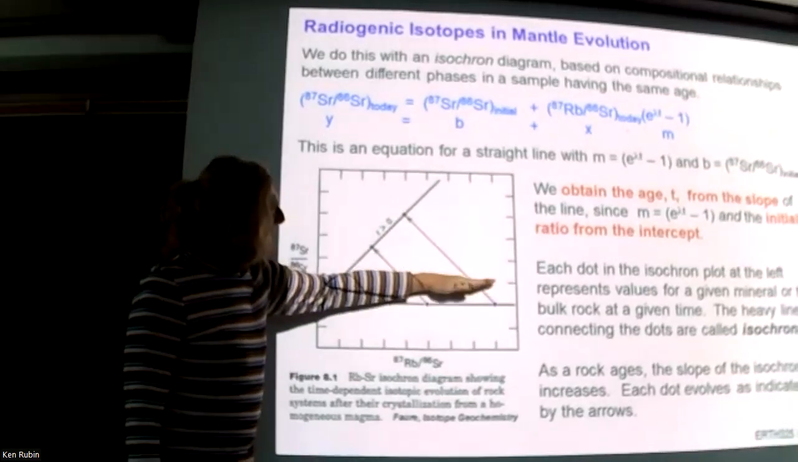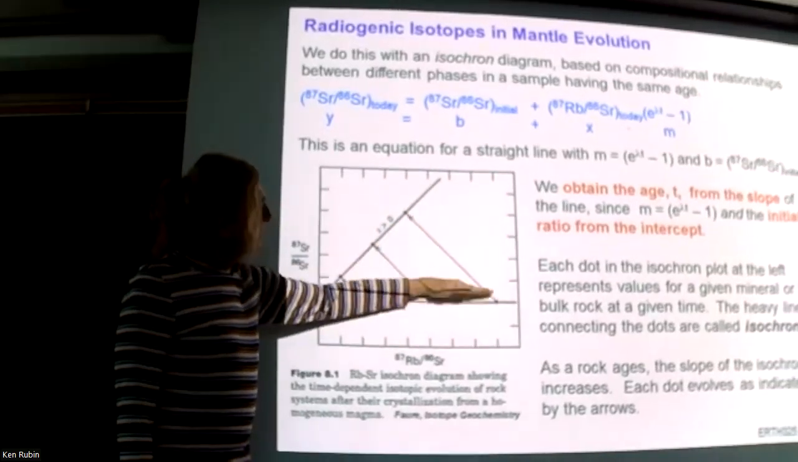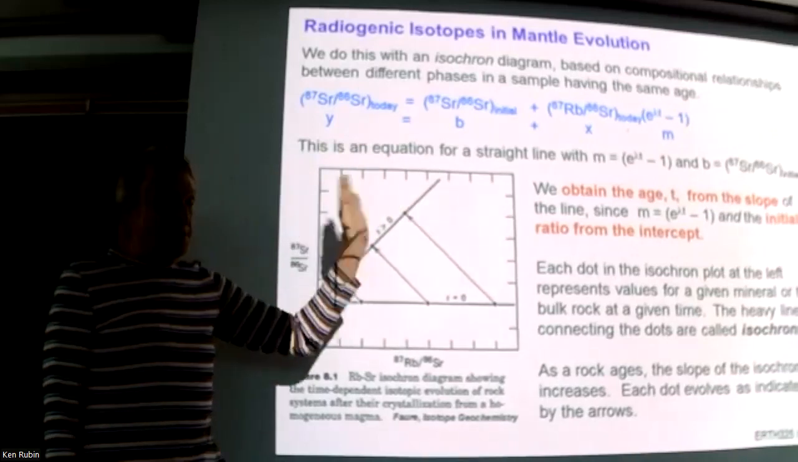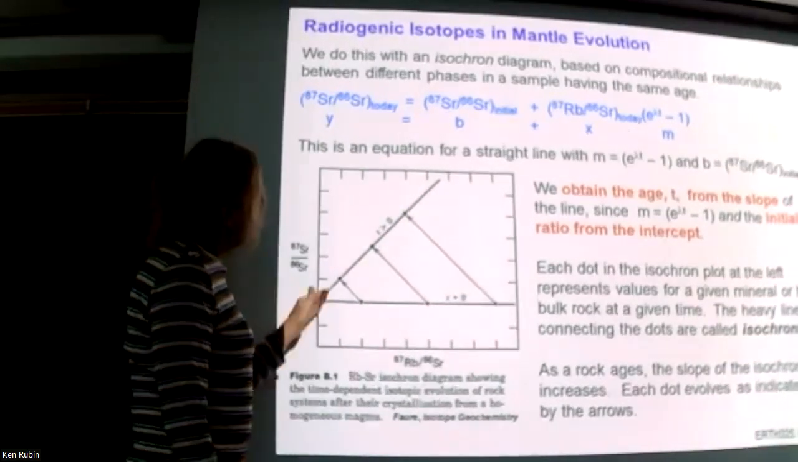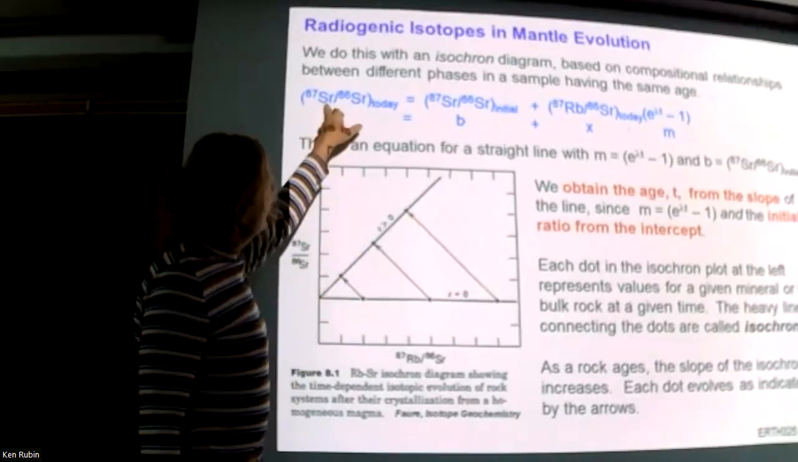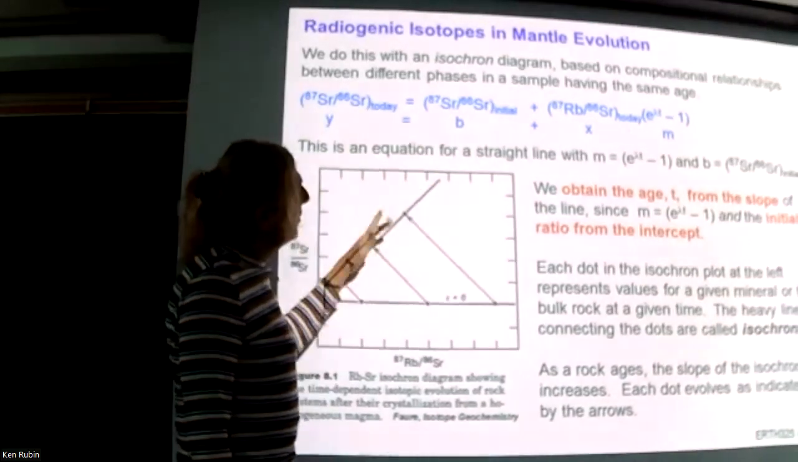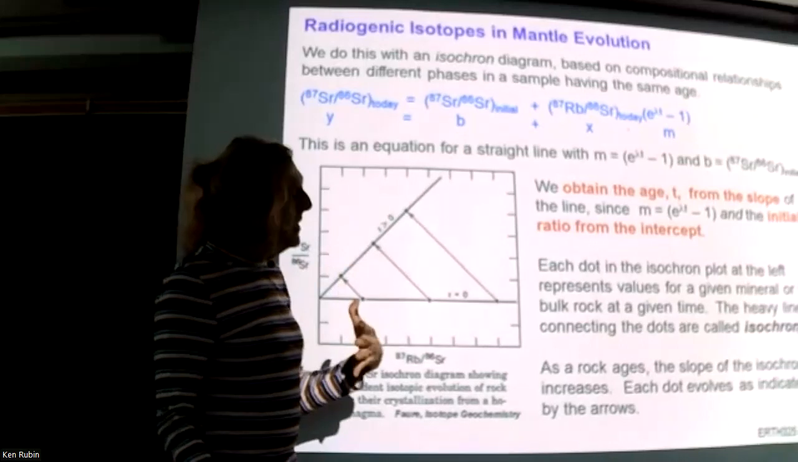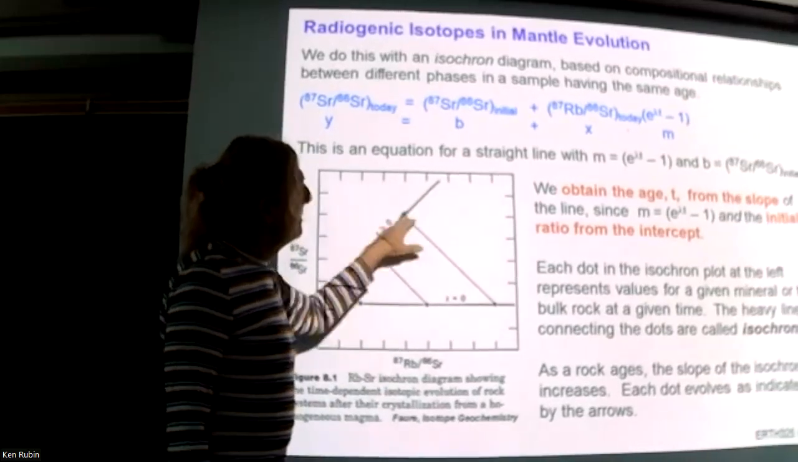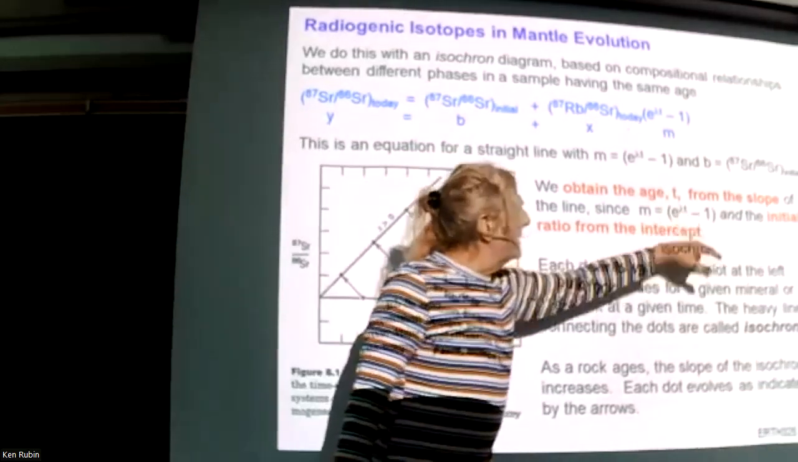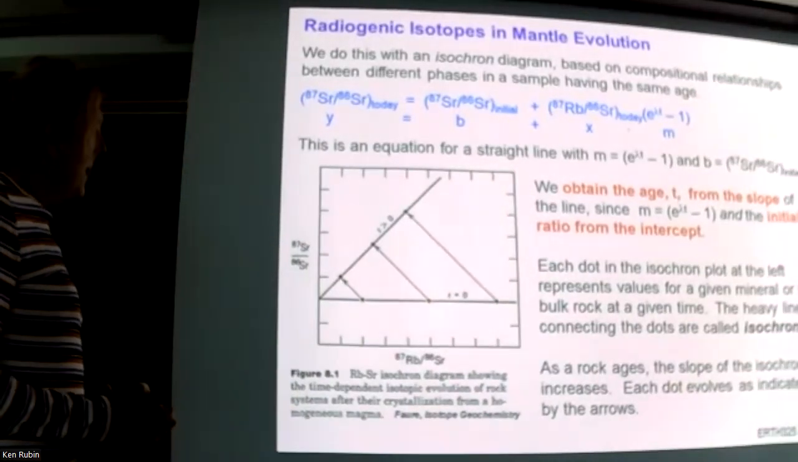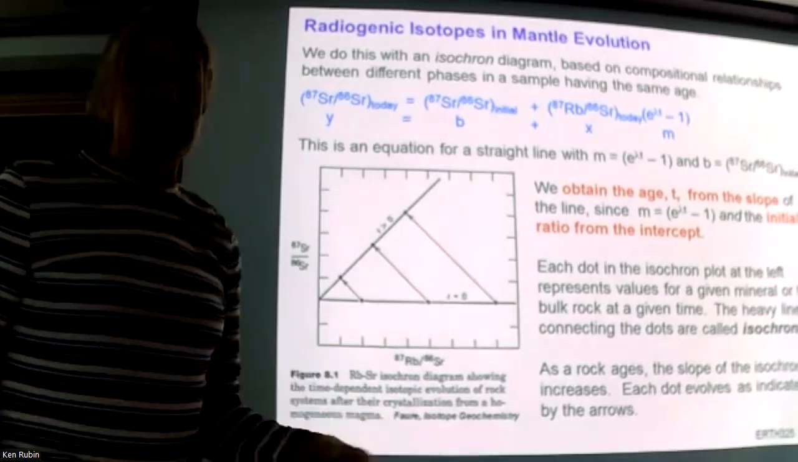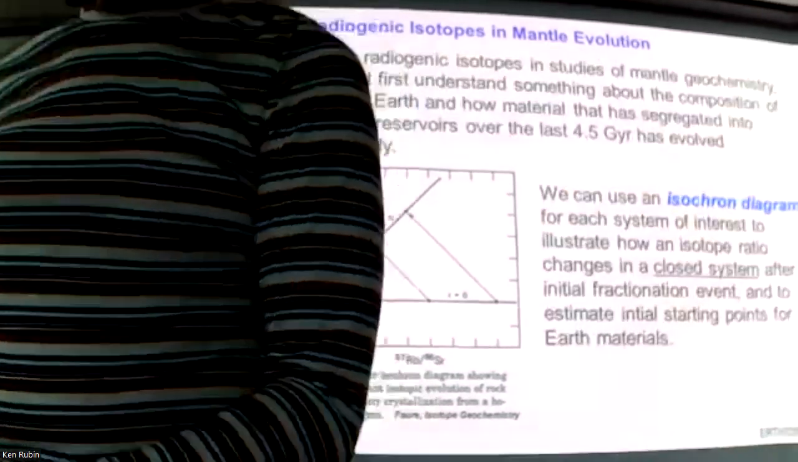This is a little bit higher, a little bit higher, a little bit higher. So this line keeps getting a steeper and steeper slope as time goes on. And you can, in fact, write out an equation for this line using that equation that I just expressed to you before, and we can get time out of the slope of this line, which is e to lambda t minus 1. So the longer the time, the steeper the slope, and we can calculate that from this diagram. So this is called an isochron diagram.